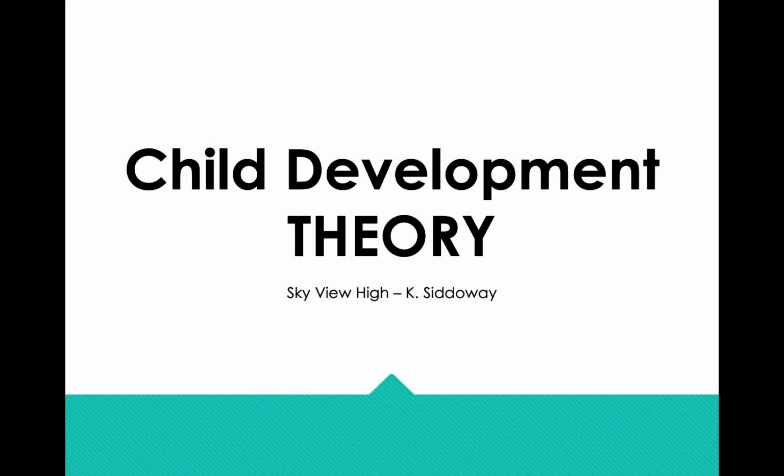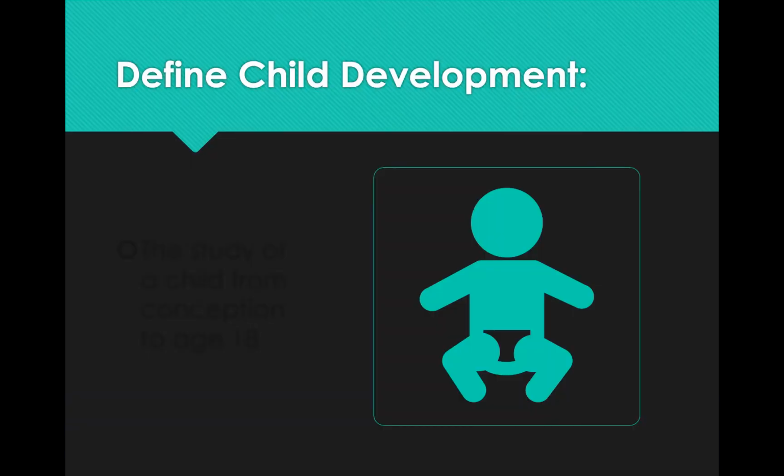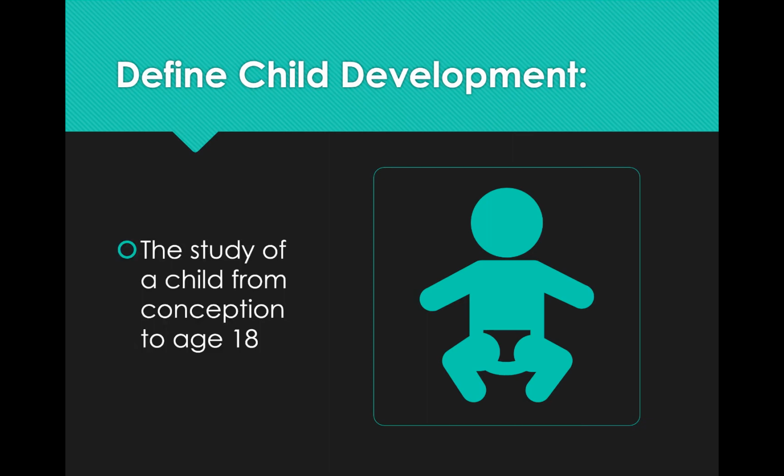All right, we're going to talk about child development theory today, just a little bit, not way deep, but number one on your study guide says to define child development. And we kind of have talked about this a little bit in class before we had to go online, but really child development is the study of a child from conception, that's when egg and sperm meet, to age 18.